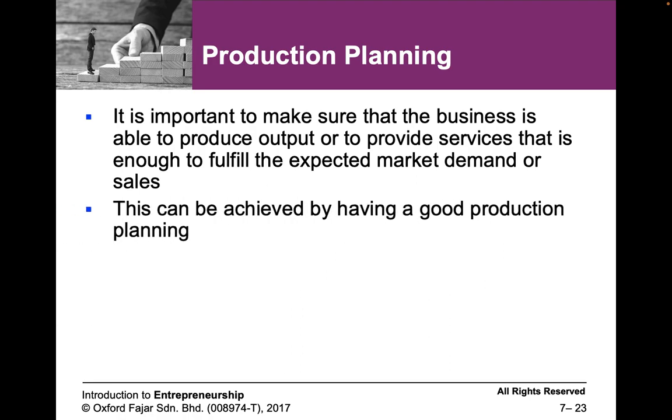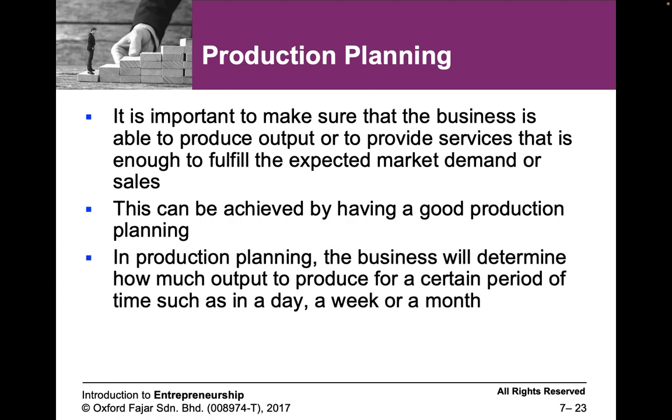This can be achieved by having a good production planning. In production planning, the business will determine how much output to produce for a certain period of time, such as in a day, a week, or a month. So under production planning, the company will try to calculate how much quantity is required in order to produce within a day, within a week, within a month. Okay, so kita nak tahu berapa banyak kuantiti yang diperlukan oleh company untuk produce for a certain product.